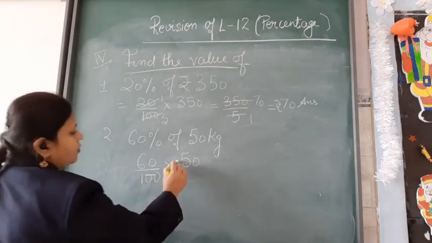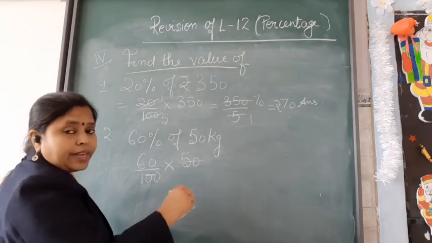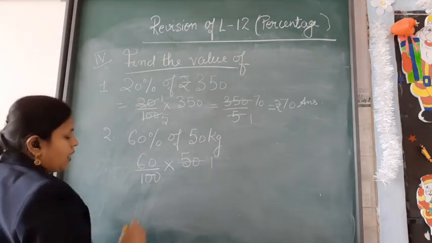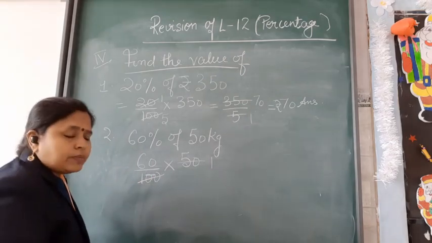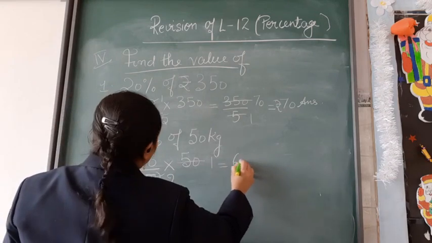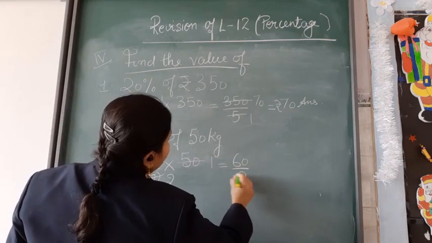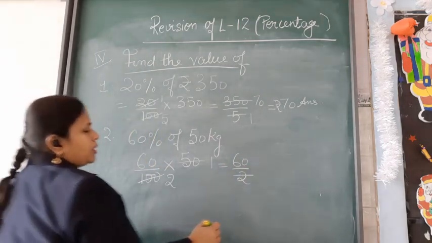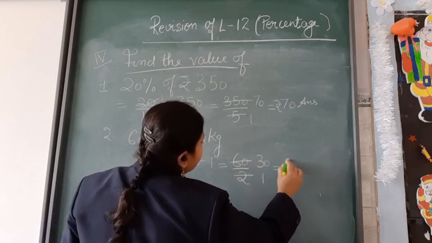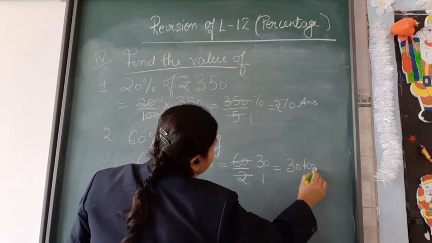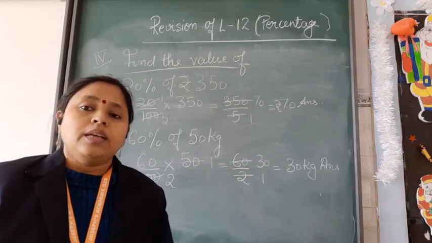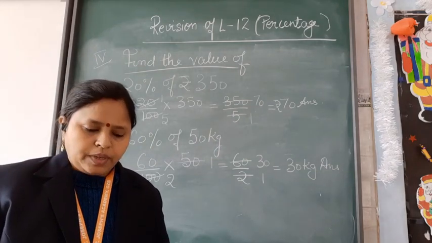Now let us see. First we will divide 50 in the numerator by common number 50 and we get 50 divided by 50 is equal to 1, and we will divide 100 in the denominator by common number 50 and it will be 100 divided by 50 is equal to 2. So now what is left? 60 upon 2. And now you divide the numerator and the denominator by common number 2. 2 divided by 2 is equal to 1 and 60 divided by 2 is equal to 30. So what is their answer? 30 kg is our answer. Okay children, I hope you all have understood these two parts of question number 4.